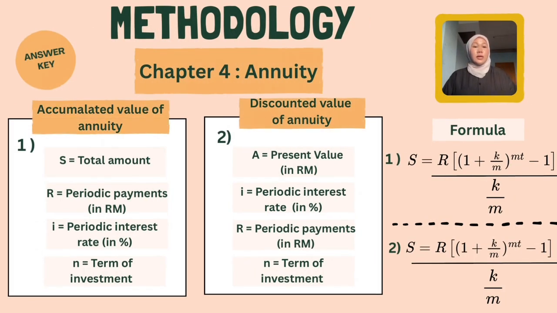The first one is accumulated value of annuity. This is the formula. You must be wondering, what does each letter stand for and how to use it? S stands for total amount, R stands for periodic payment in ringgit Malaysia, i stands for interest rate in percent, and the last one, n, stands for term of investment.